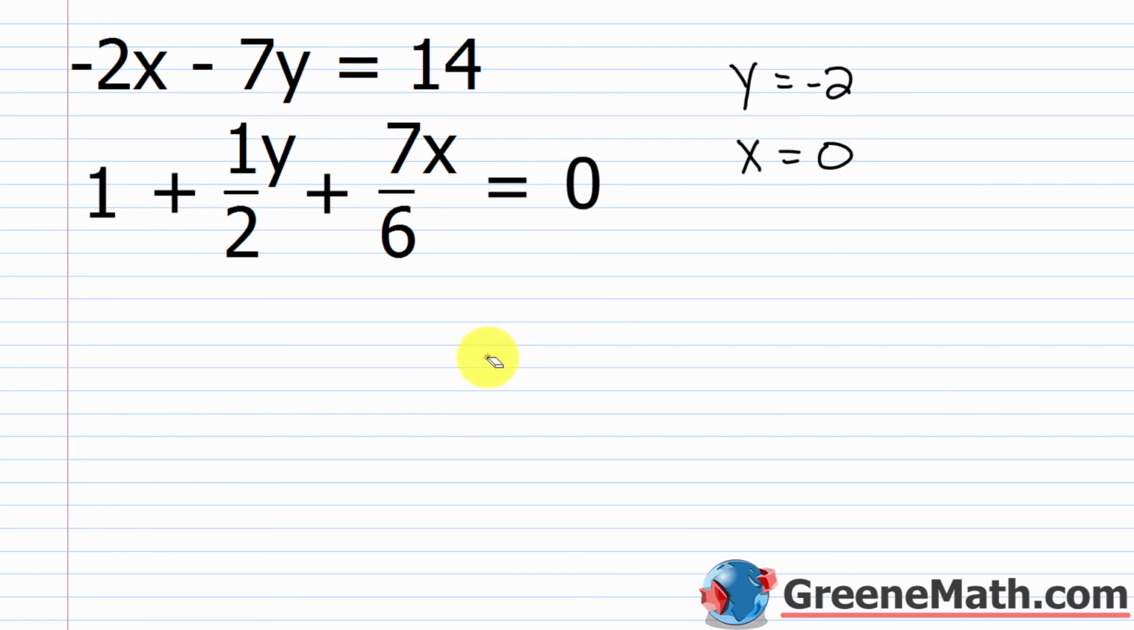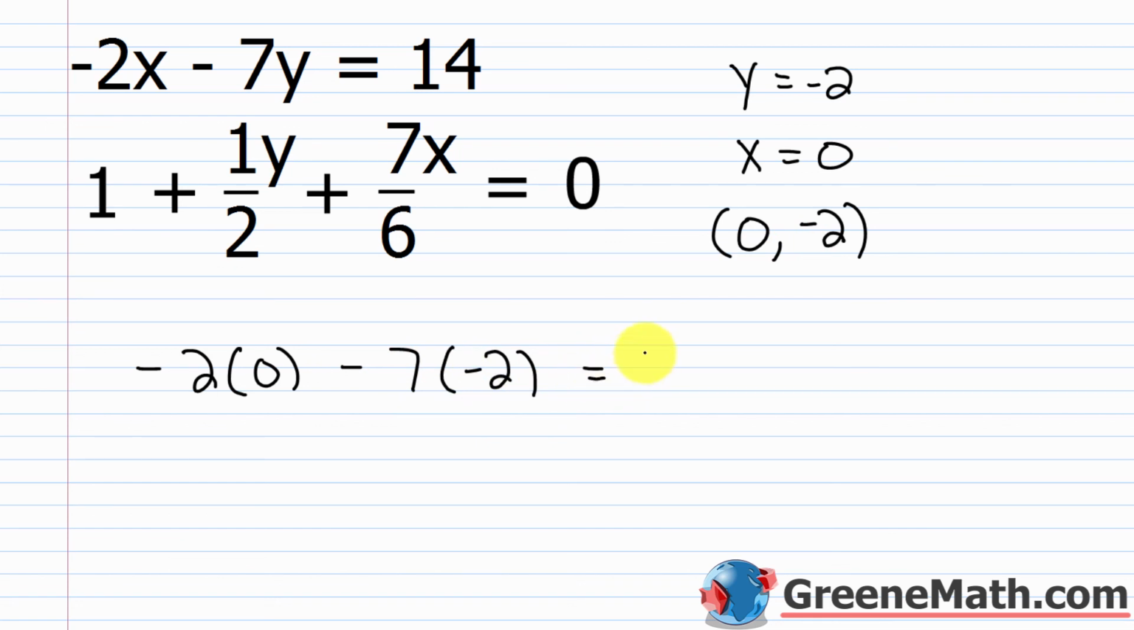And again, now we just want to check the ordered pair (0, -2) in each original equation. Make sure that it's a solution for the system. So I would have -2 times x, we have a 0 for x, minus 7 times y, we have a -2 for y, equals 14. This is going to go away. 0 times anything is just 0. I have -7 times -2. That's going to give me 14. So I get 14 equals 14. So it does check out here.